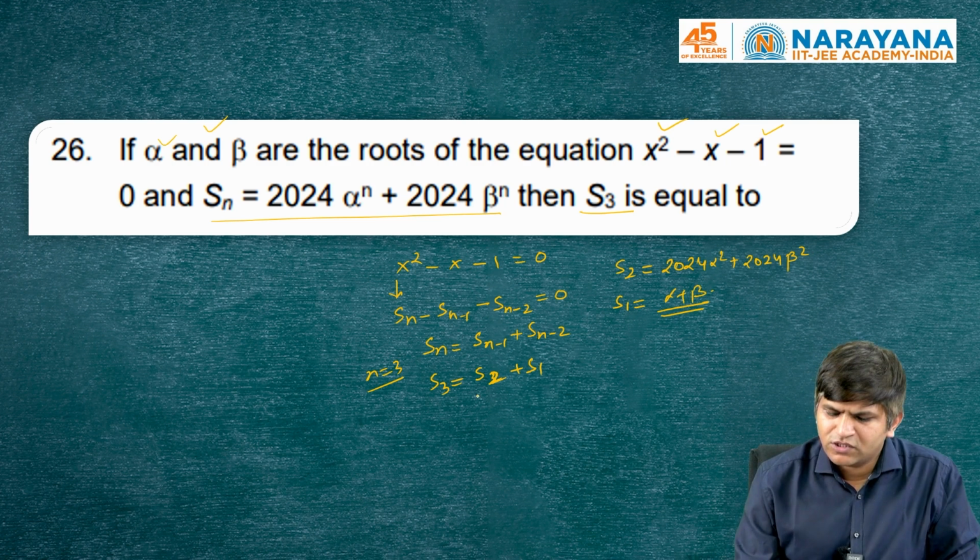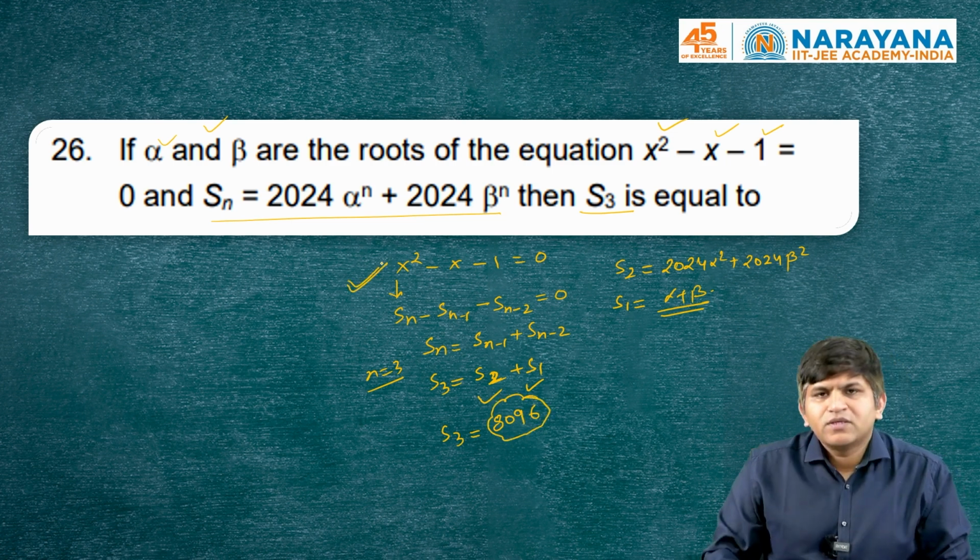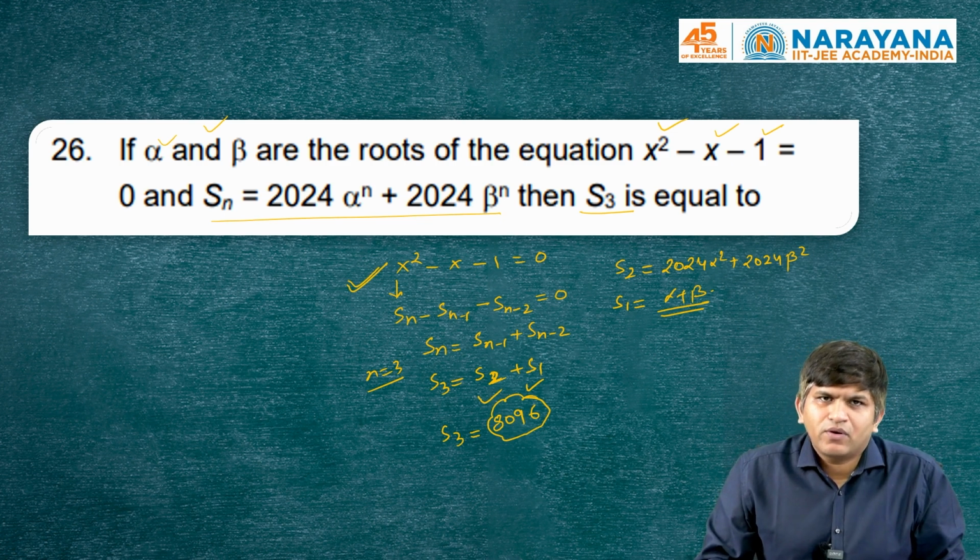After plugging these values here, we will get the value of S3, that will be 8096. So this was a very regular problem. So I hope this is clear to all of you.